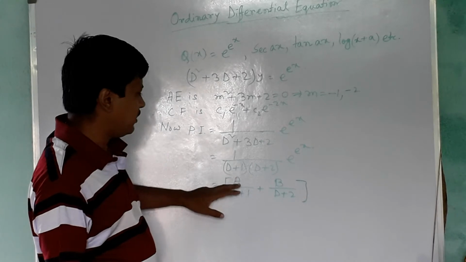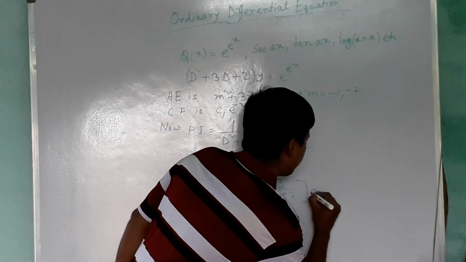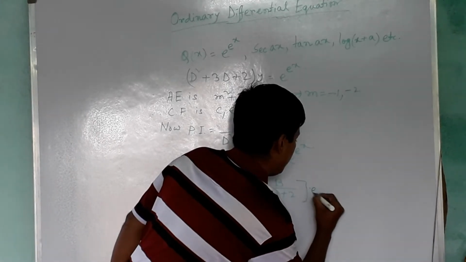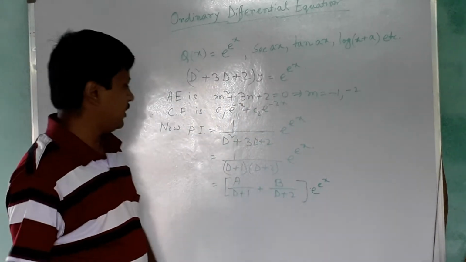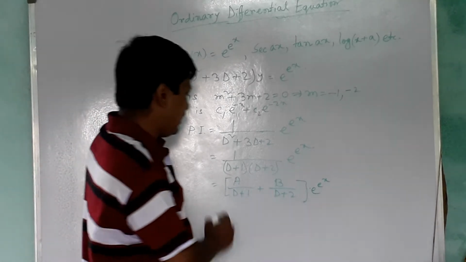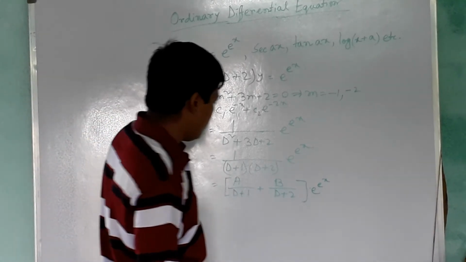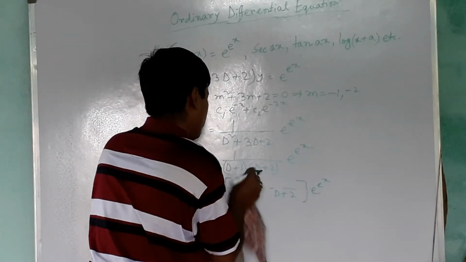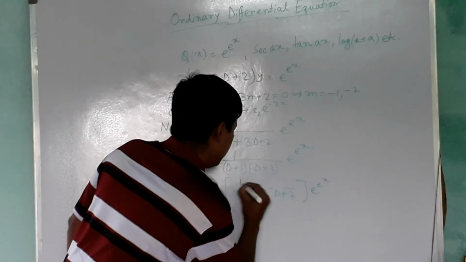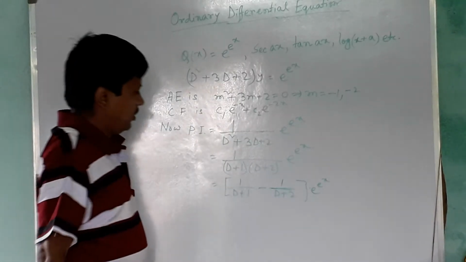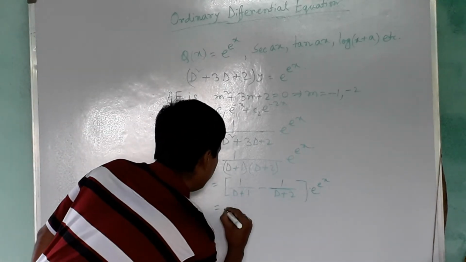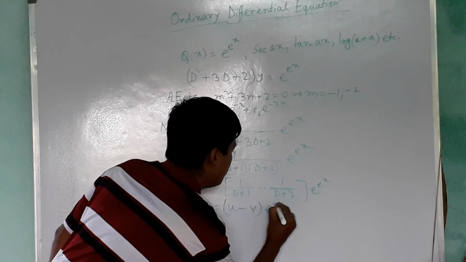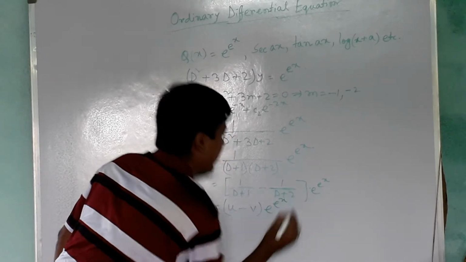So now we need to find the values of A and B. Here for this case, the values of A and B are 1 and minus 1. Now we write this as 1 by (D plus 1) minus 1 by (D plus 2) of e to the power x.